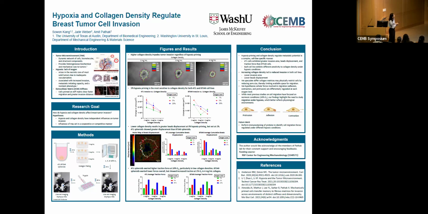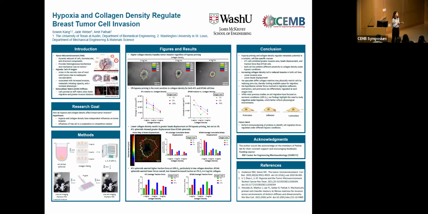And then I traced the area over after every 12 hours to see how much they have grown over time. As you can see from the difference, the 2 mg/ml is the greatest, and the 4 mg/ml did not grow as much compared to 2 mg/ml. So it tells us that higher collagen density in general impedes tumor invasion in this case, and this was true for the BT549 cells as well.